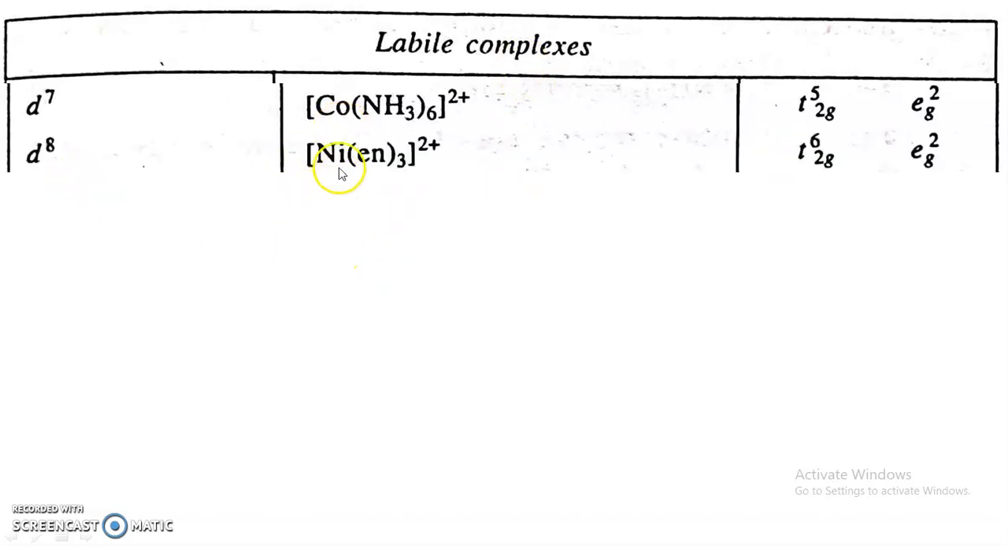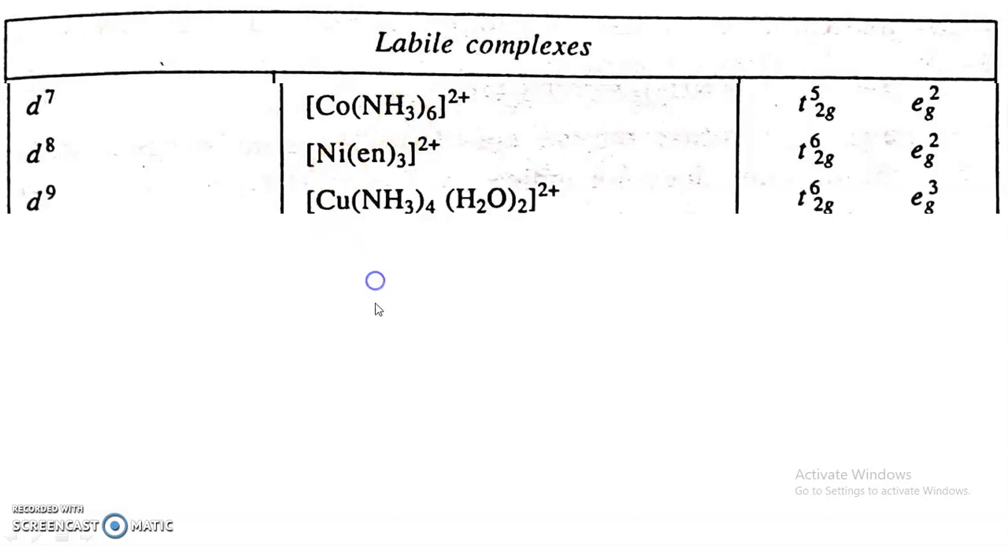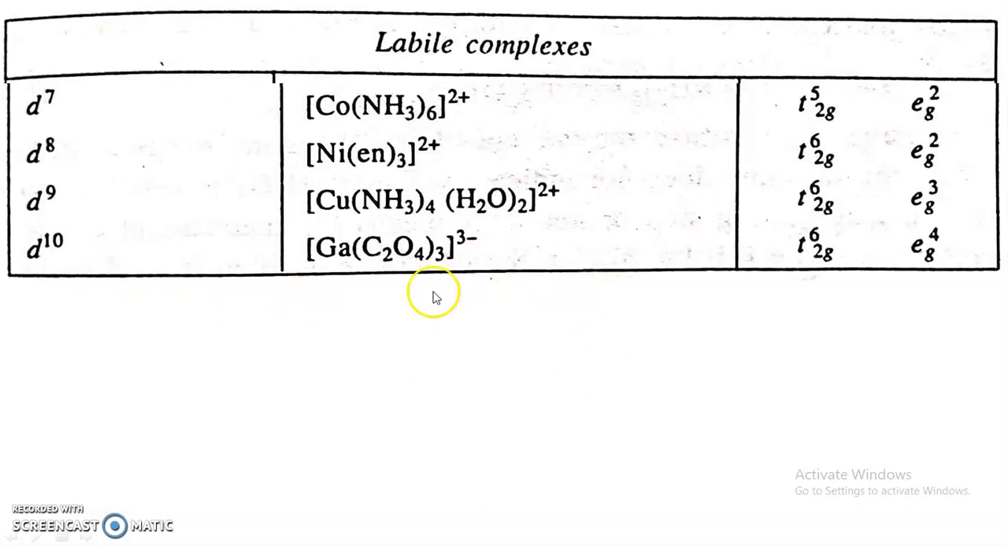The d8 nickel complex will be labile. The d9 copper complex will be labile. And the d10 gallium complex with oxalate ligand will be labile. So all these complexes are labile complexes. It means any metal ion with electronic configuration d0, d1, d2, d7, d8, d9, d10, whichever may be the complex, high spin or low spin, is labile, whereas d4, d5, d6 with high spin complexes are labile.